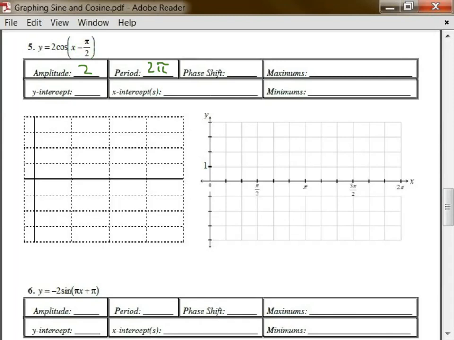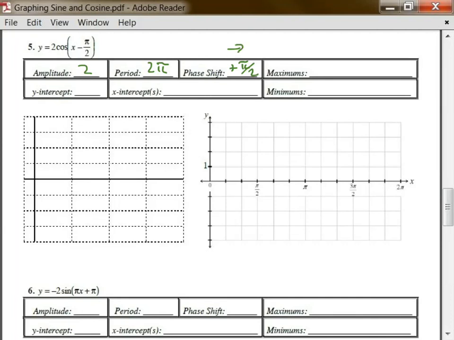Now that phase shift says minus pi over 2, but you always have to think the opposite when the change is happening inside parentheses, like so. So we're going to say that the phase shift is positive pi over 2. A positive pi over 2 means it moves to the right pi over 2.